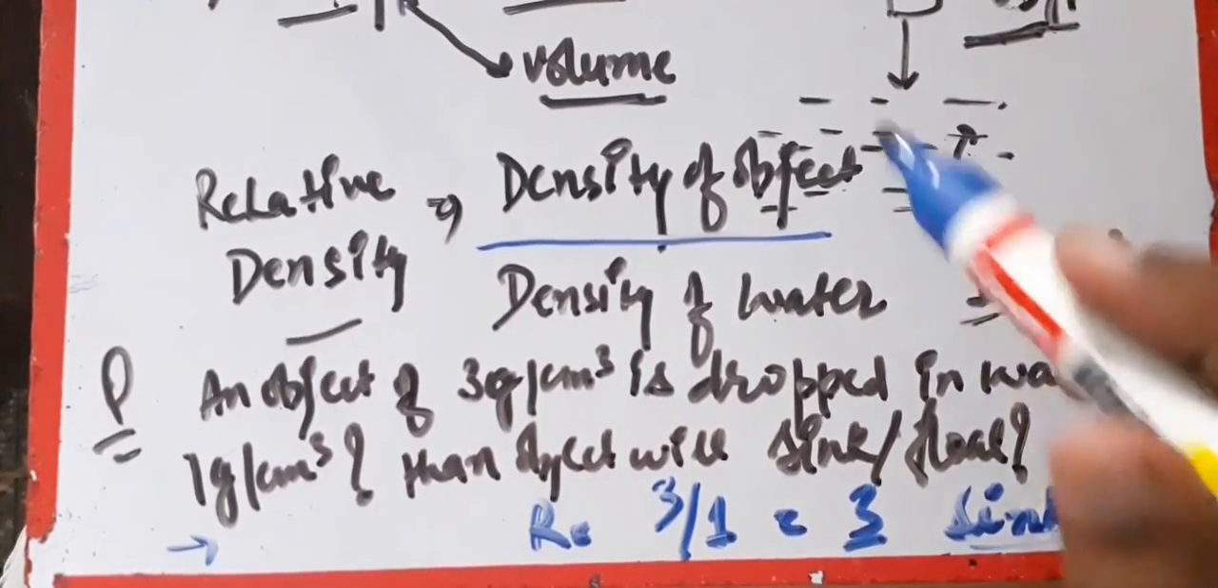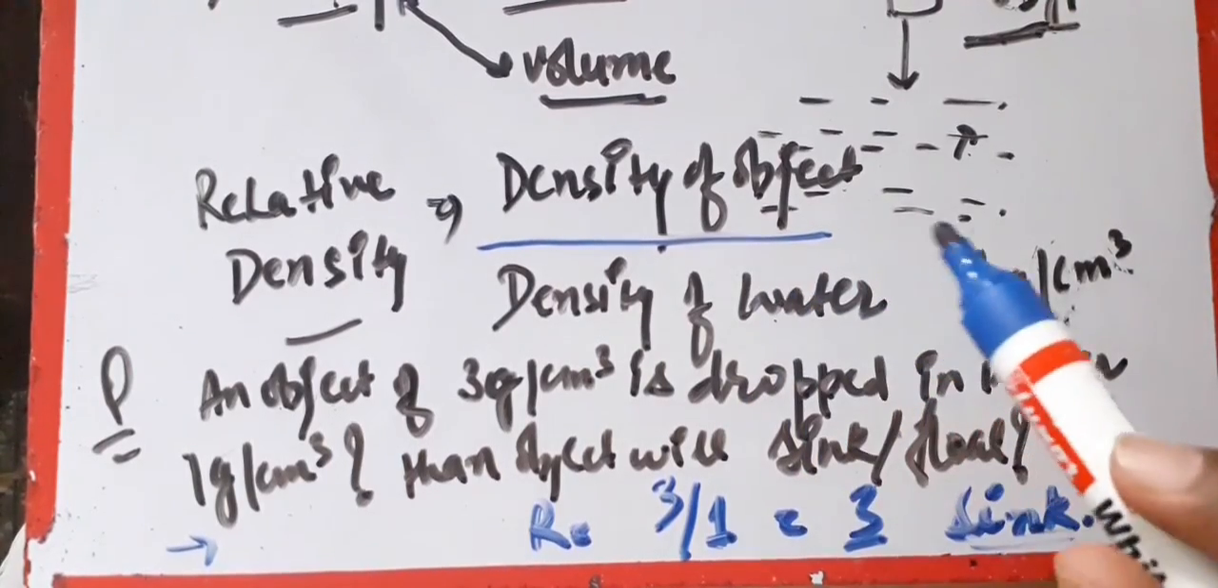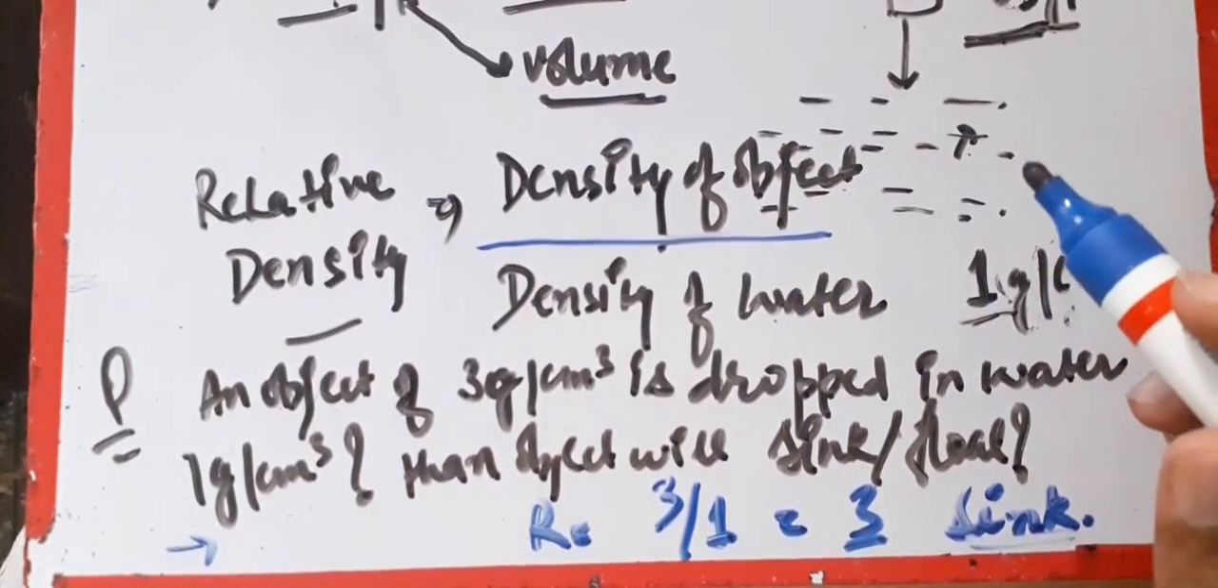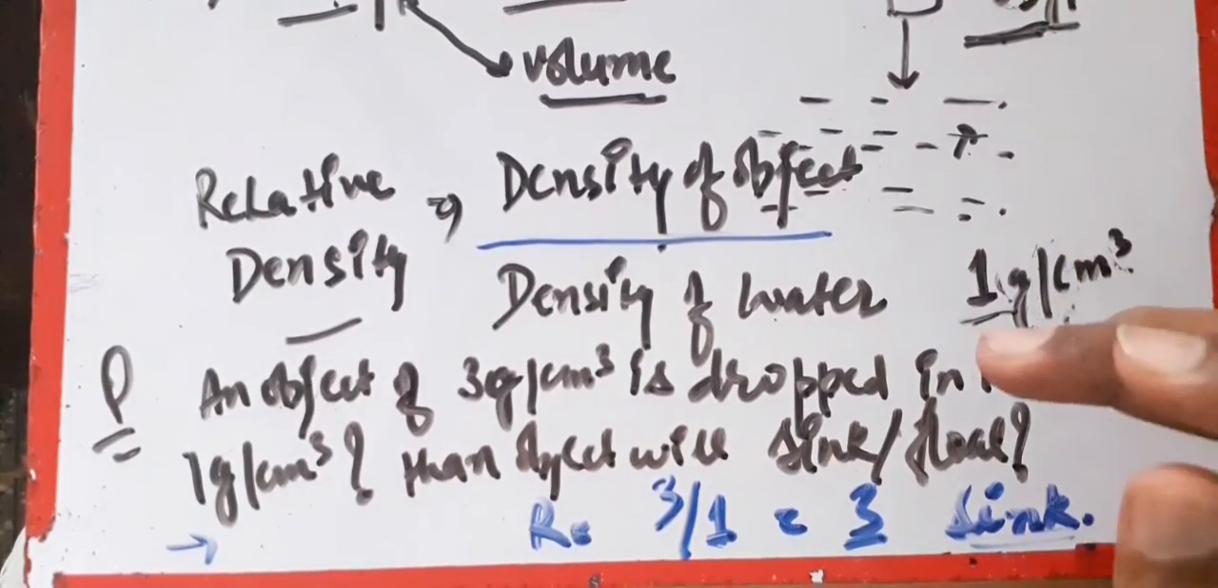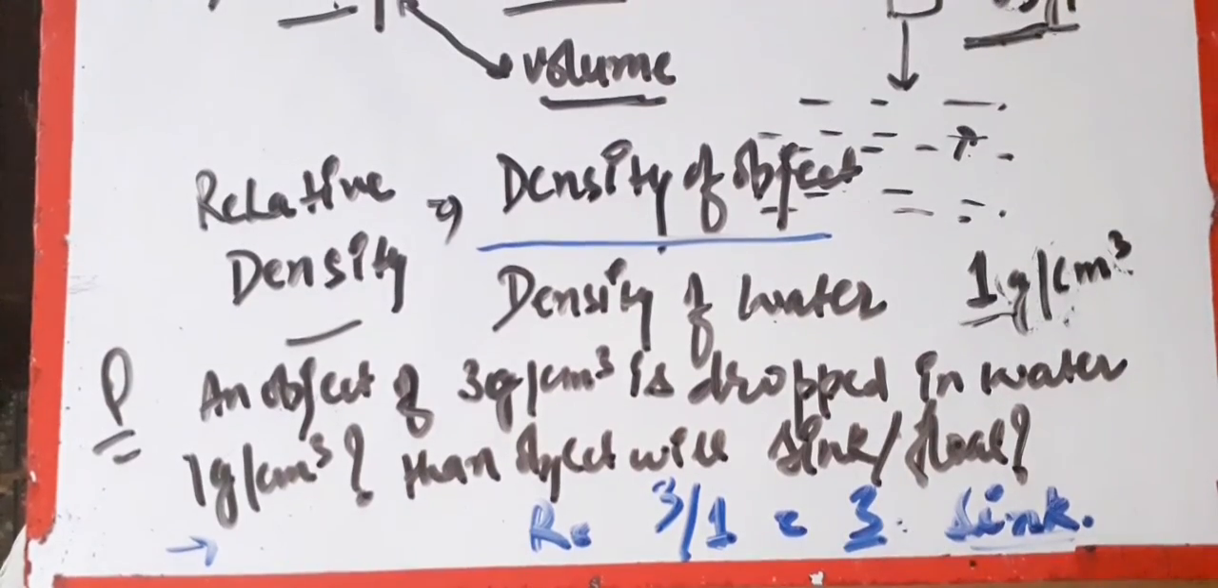So you just see if the relative density is coming 1 or more than 1, then the object will always sink, and if it is coming less than 1, then the object will float. And we need to understand that relative density doesn't have any unit, right?